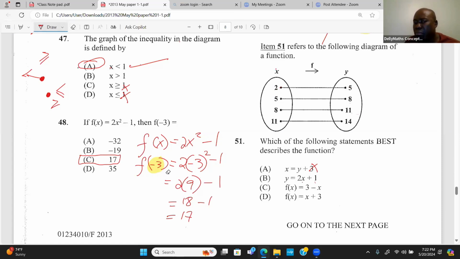But let's keep going. 3 minus X gives you Y. F of X means Y. So this is saying Y is equal to 3 take away X. No, 3 minus 2, that's not 5. 3 minus 5, that's not 8. 3 minus 8, that's not 11. So you could see that that's not working either. So this doesn't work, this doesn't work. Automatically the answer is D.